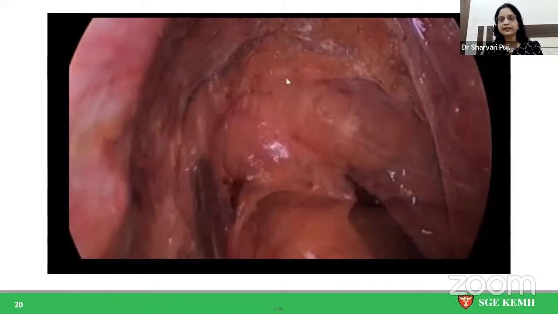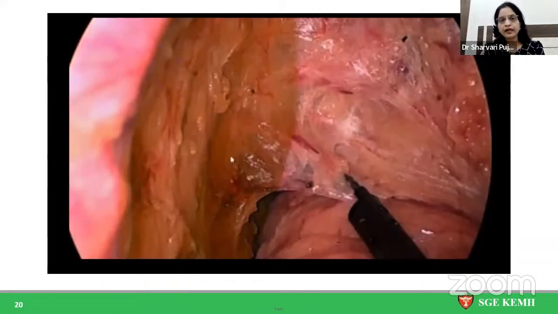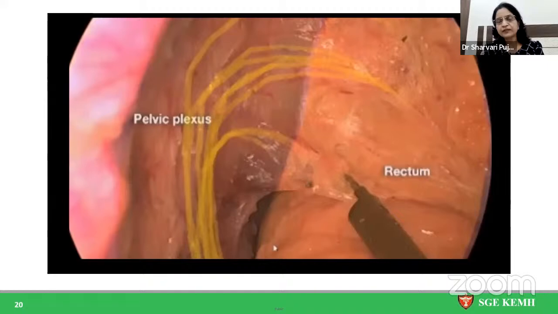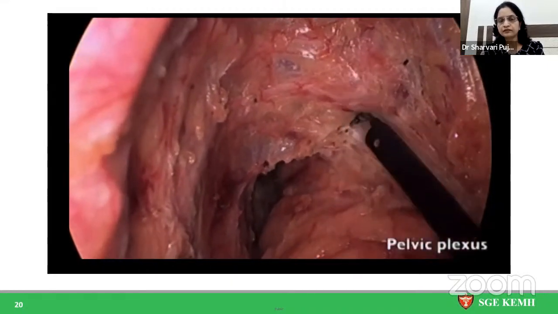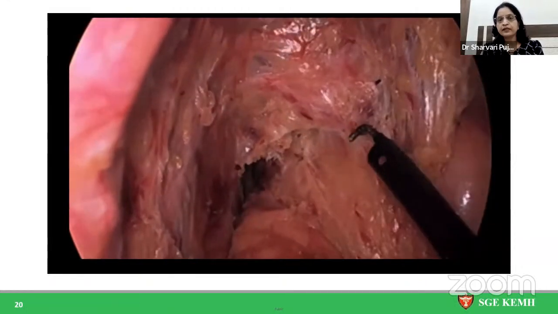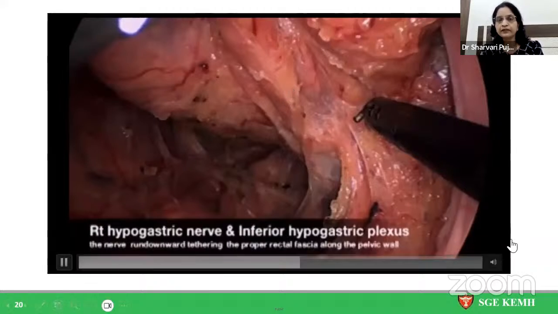And the pelvic plexus, you can see here the nerves of the pelvic plexus running laterally on the pelvic wall and giving fibers in a fan-shaped manner, and then running towards the bladder and the genital organs. In the anterior, on the right side, this is the right hypogastric nerve, which I showed you in the picture.